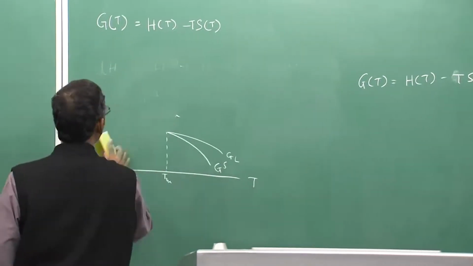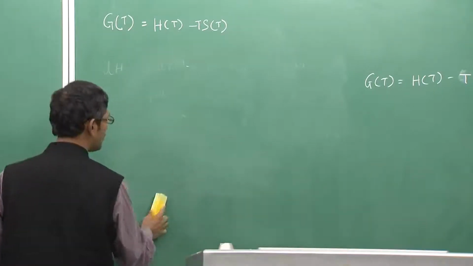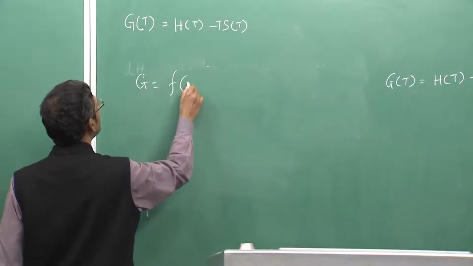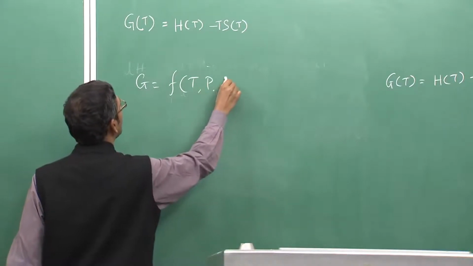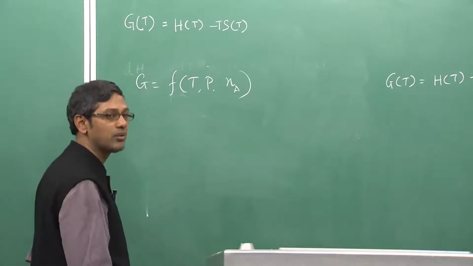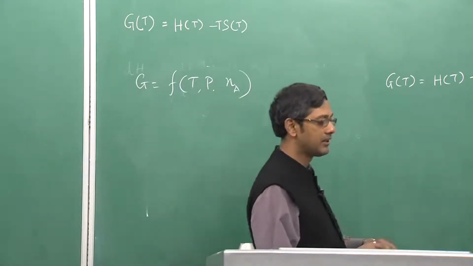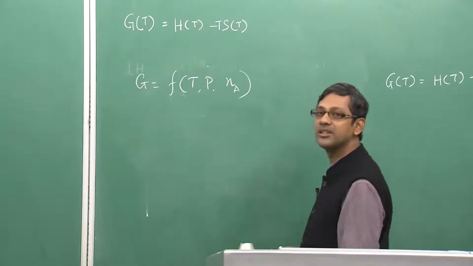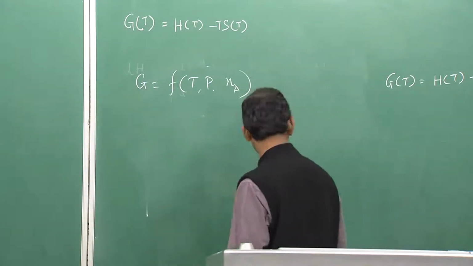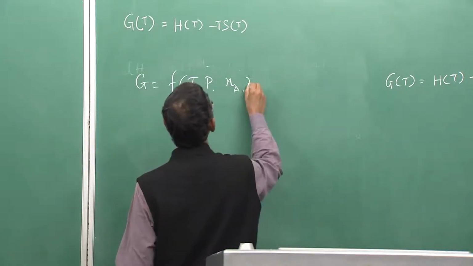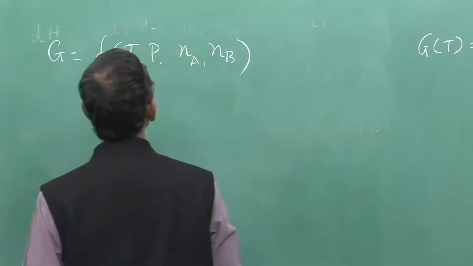And how can we do that? Let us see how it is possible. So G will be a function of temperature, pressure and composition of the element. That is what will happen if we consider the free energy of any system consisting of more than one element, and let us suppose there are 2 elements, so therefore there will be 2 composition variables.